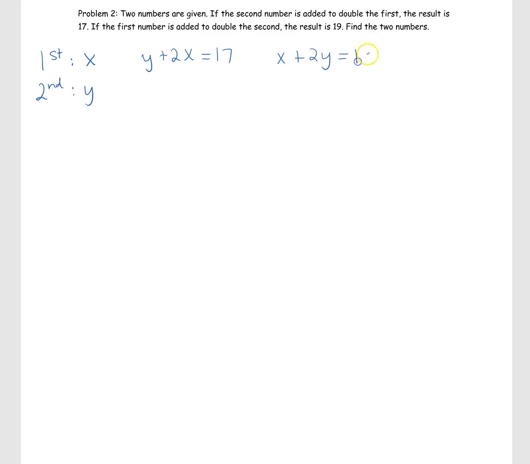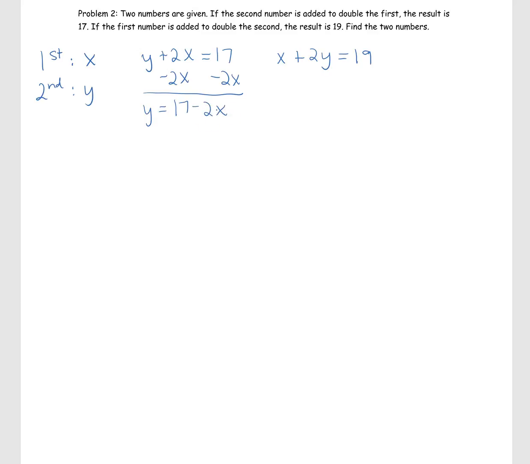So that equals 19. And so now what I'm going to do is solve this first equation for y, because that's kind of an easy thing to solve for there. So I'm just going to subtract 2x on both sides of my equation. This gives me y is equal to 17 minus 2x.